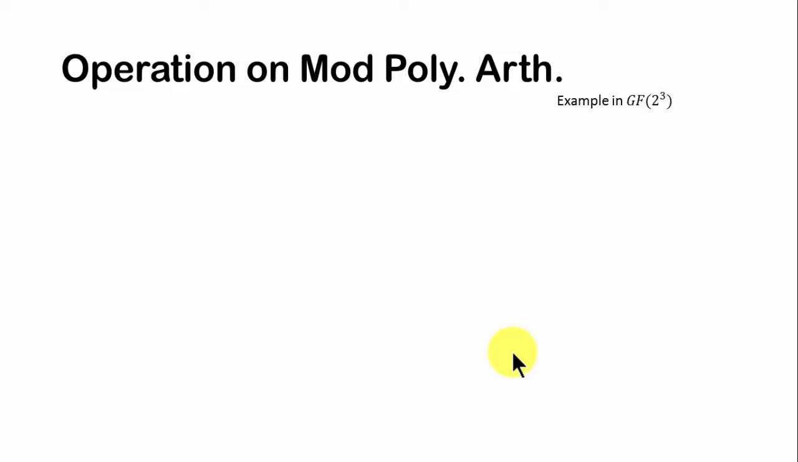So, operations on modular polynomial arithmetic, and again I'm taking the example from the 2 raised to the power 3 domain. If I'm saying that one of my functions, fx, is x square plus x plus 1, this basically represents 1 1 1, that is 7. Gx is equal to x square plus 1, so this represents 1 0 1, that is 5. You can refer to my previous slides. And since it is a Galois field of order 3, we need to have a modulus domain as well with the irreducible polynomial, which is again x to the power 3 plus x plus 1.